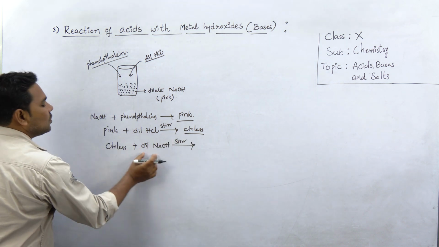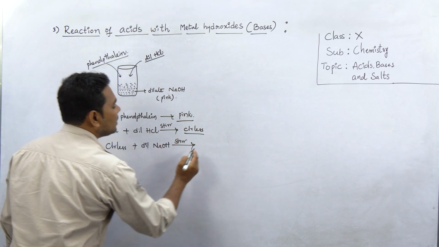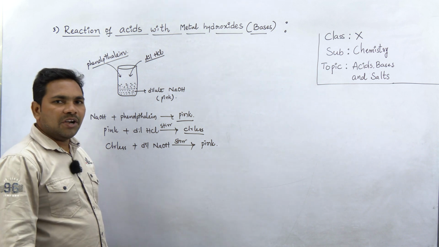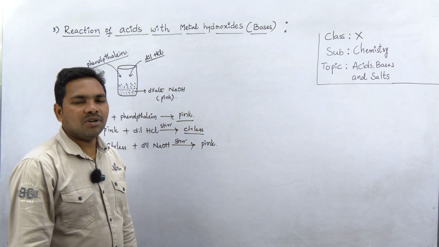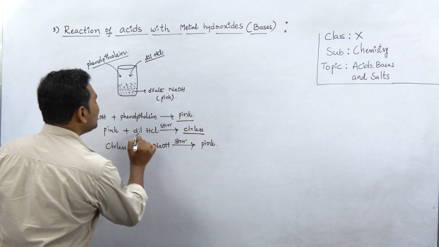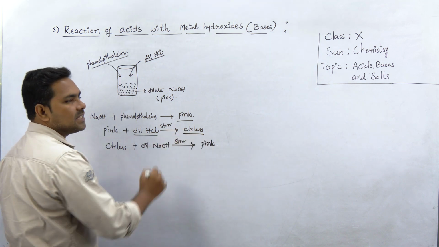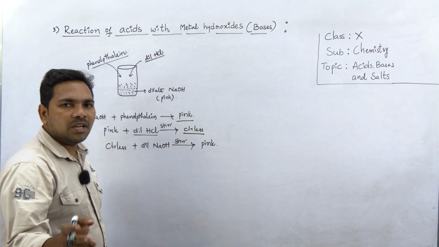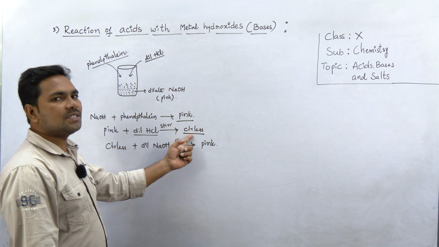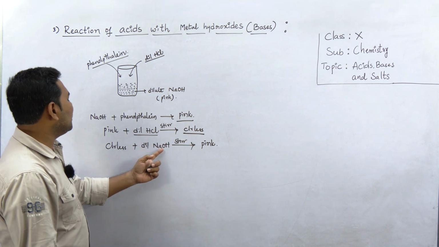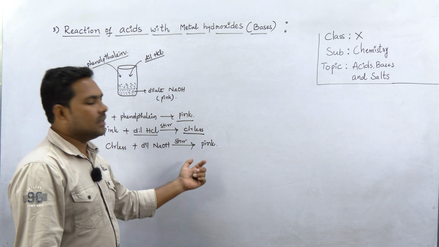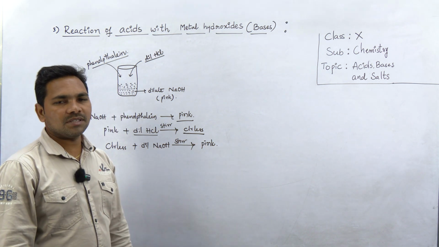Then I take this colorless solution, add a few drops of NaOH and stir. Then again the pink color reappears. Why do you think the pink color reappeared? Because the colorless solution had acquired acidic properties through the addition of acid, and we know phenolphthalein is colorless with acids. When I add dilute NaOH, the characters of the acidic solution are cancelled and the pink color, the basic properties, are restored. Is it clear?